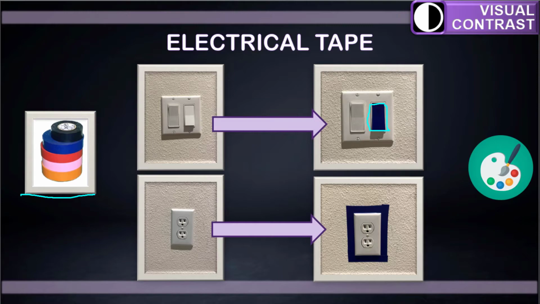Electrical tape can easily be taken off, but if you want something more permanent, you could also use paint. You can unscrew the light switch plate and paint it a different color other than white, and it's still another way to easily locate where the light switch is.